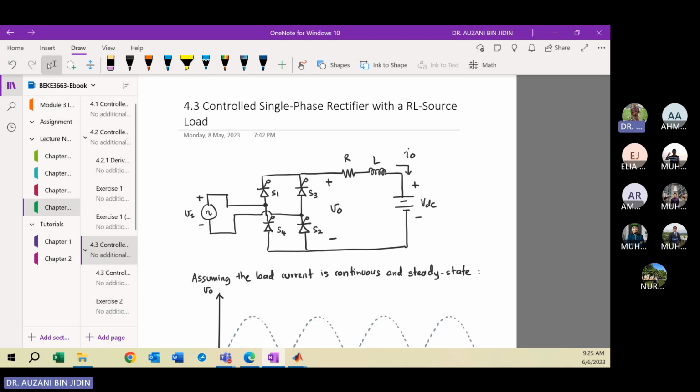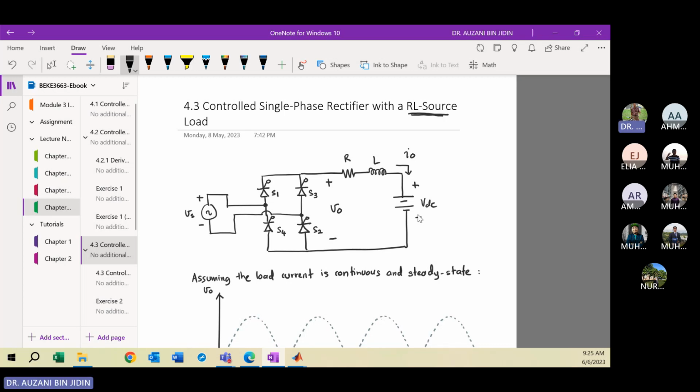Okay, let's move to new section of this topic. Section 4.3. So now we discuss where the load is a combination of RL and the source, where the source is the DC voltage. In practice, we can represent the DC voltage here as an array of solar panels, or batteries, a set of batteries connected in series.